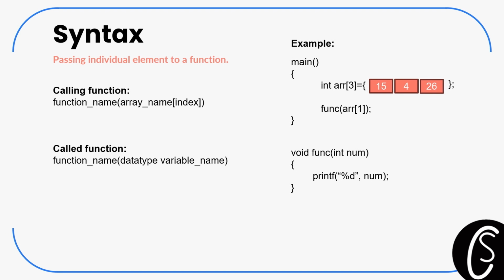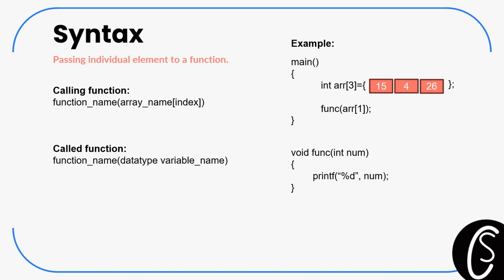Here is the syntax for passing an individual element to a function. There are two functions involved in the process of passing an individual element. One is the calling function and other is the called function. The syntax for the calling function is function name, array name, and the index. The syntax for the called function is function name, data type, a variable associated with that data type, and a variable name.